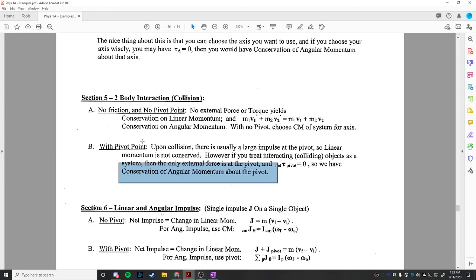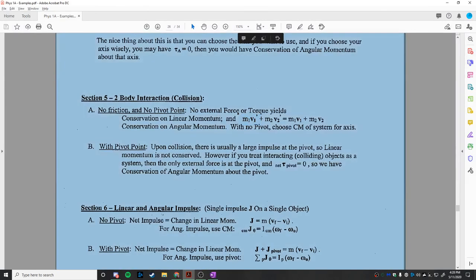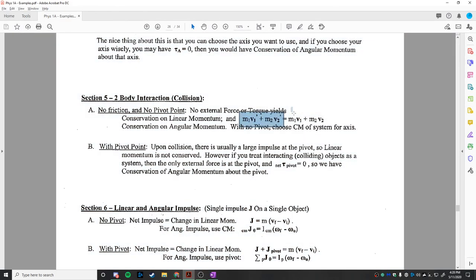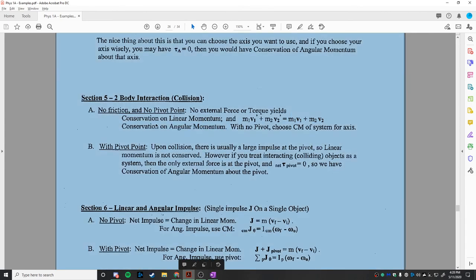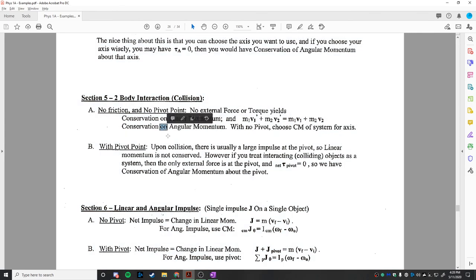Here. So now let's look at this part. Okay. No friction and no pivot, okay? No external force or torque yields conservation of linear momentum, with mass 1 times v1 prime plus mass 2 times v2 prime. This is momentum after is equal to momentum before. And conservation of angular momentum. That feels like a strange proposition to use there.